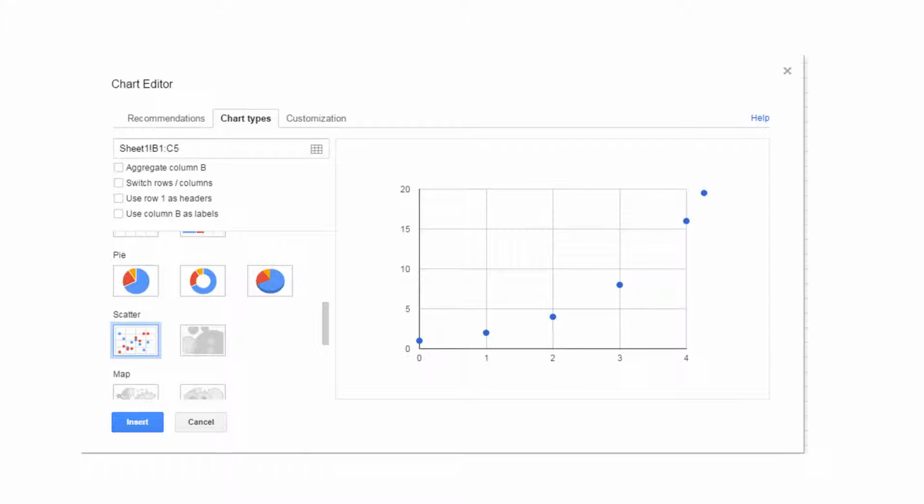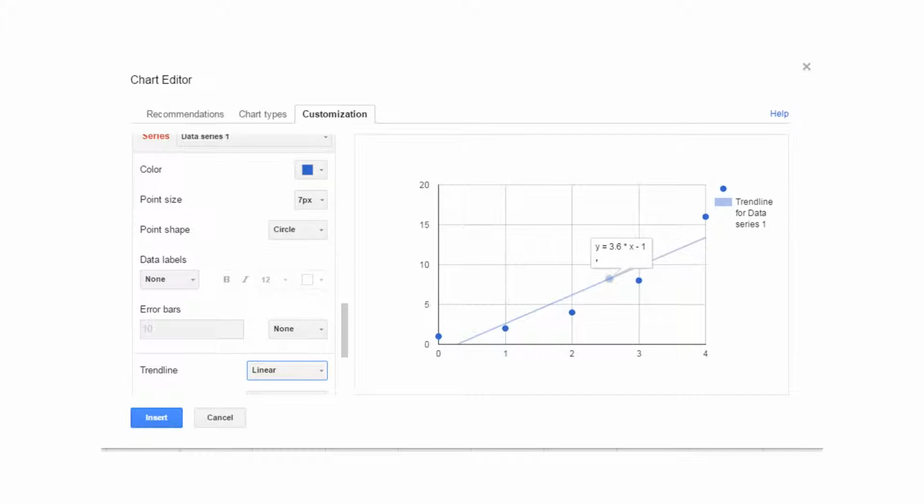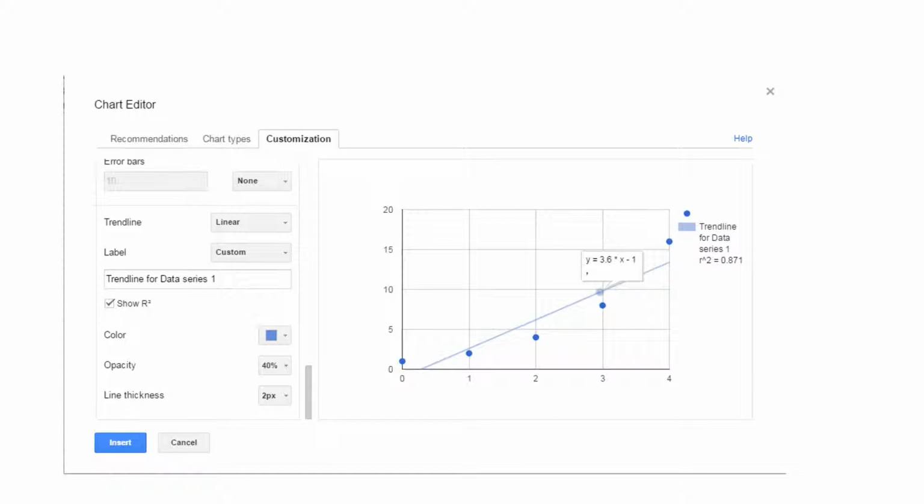So if I go in and I do like we've done before, and I go down and I do linear trend line, you can see that I don't really have any dots that are on the line. If I tell it that I want it to show r squared, remember we talked about how the closer this number is to 1, the better it is.